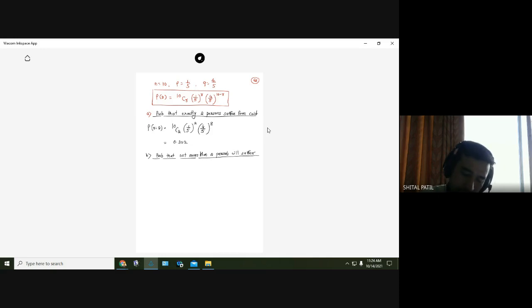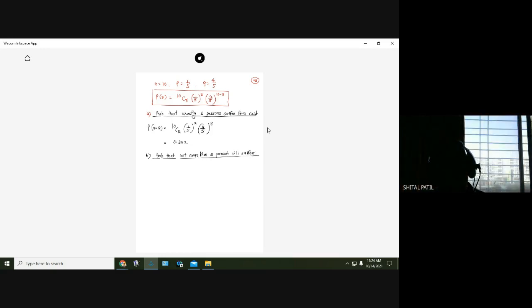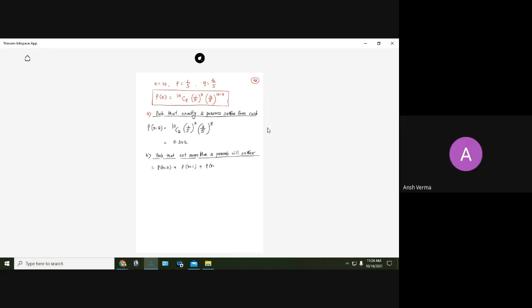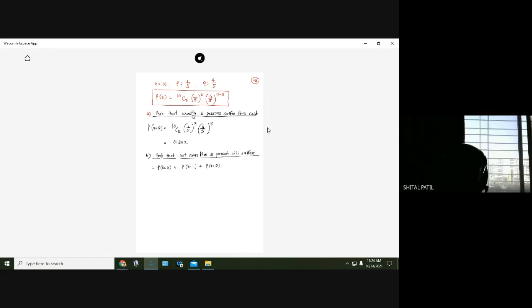Not more than 2 means how much? 0, 1, 2 आएगा या नहीं? 2 is included or not? Yes. हाँ, not more than 2 means 2 से ज्यादा नहीं, 3, 4, 5, 6 नहीं, 2 चलेगा?